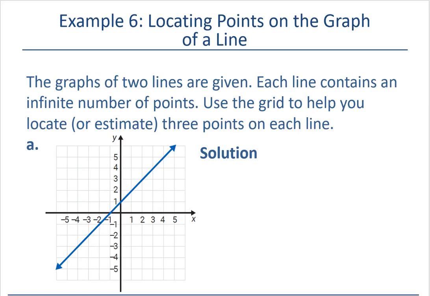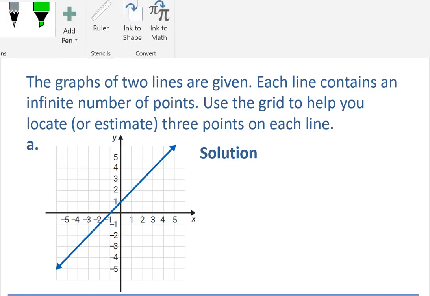So we have a point here, or we have a line. And it says, the graphs of 2 lines are given. Each line contains an infinite number of points. Use the grid to help you locate or estimate 3 points on each line. Well, I only pulled off one of the graphs, but let's look at this. They give us some very nice points here. So let's start looking at here. They give us a nice line, let's put it that way.